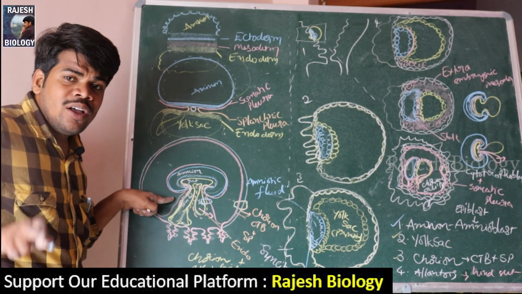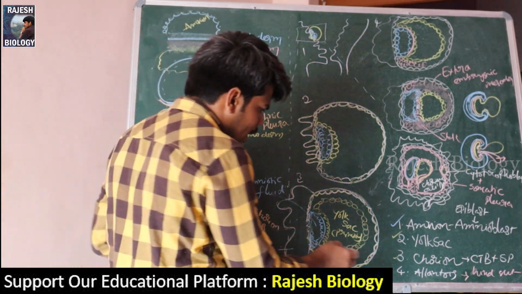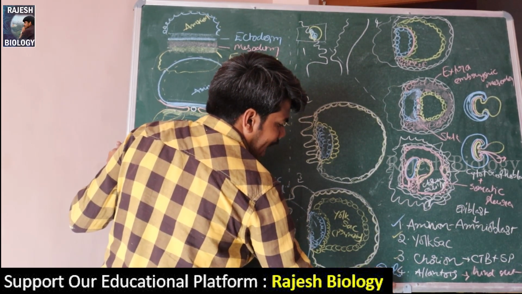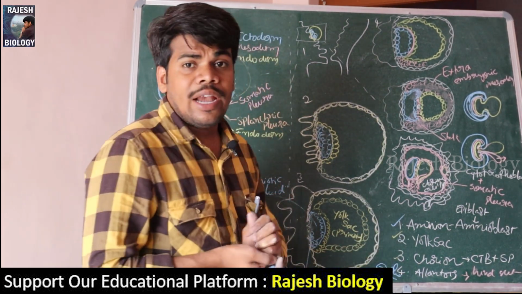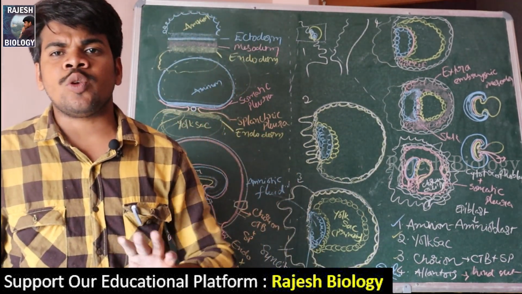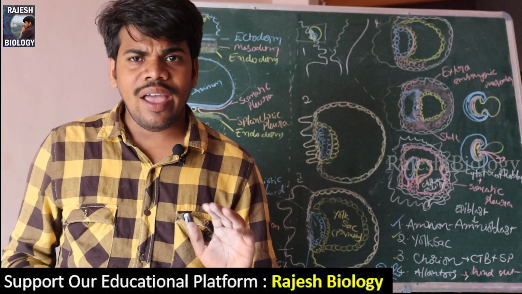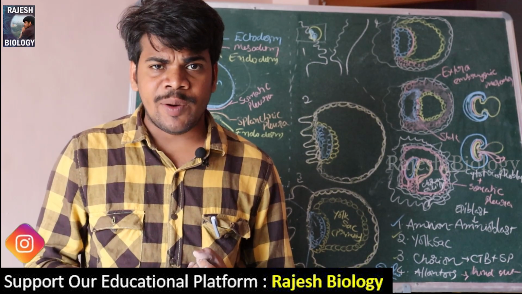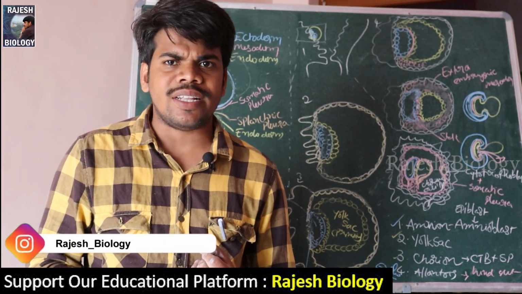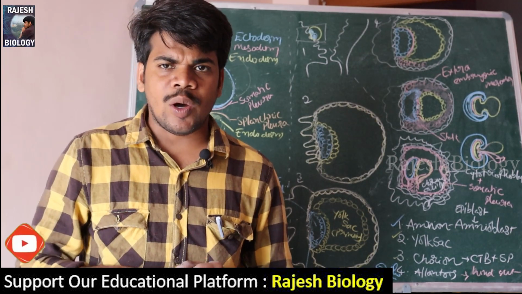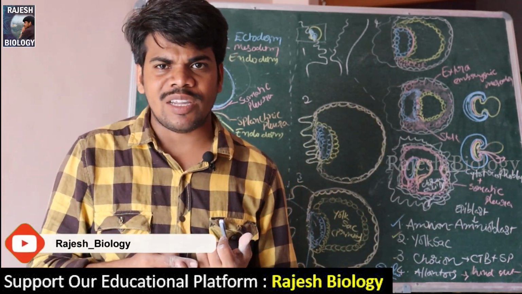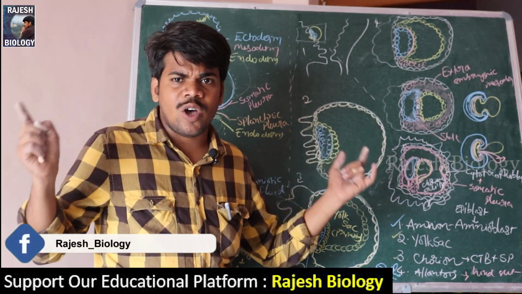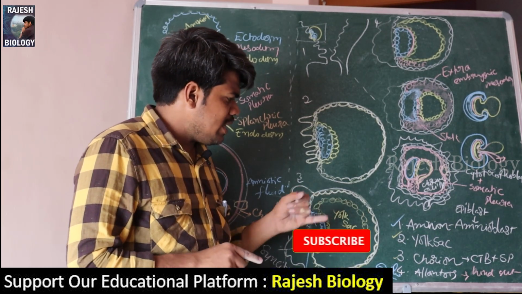But the allantois is purely endoderm and splanchnopleura. Endoderm and splanchnopleura only together form the allantois. Simple. The amnion is completely developed from the epiblast, from the amnioblast cells of the epiblast, and it covers all the embryonic membranes. That is the amnion.